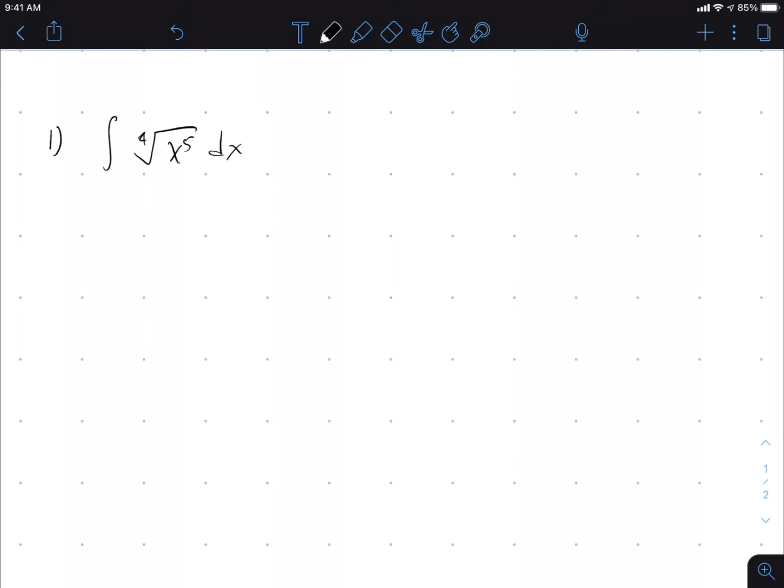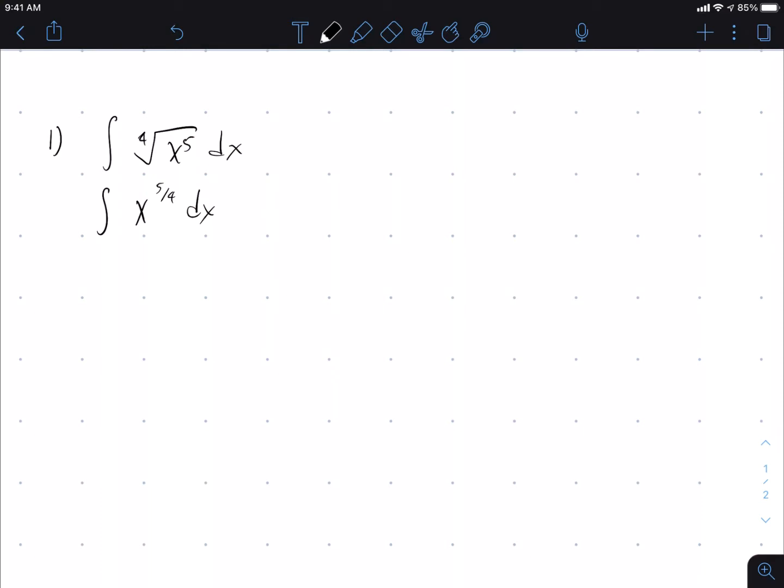The big thing here is to realize that we can rewrite this problem in exponential form. So if I were to write this in exponential form, what should it look like? x to the 5/4. Right, wonderful. So then I'm going to get the integral of x to the 5/4 dx. And now, because I have it in this form, I can use the power rule, correct?